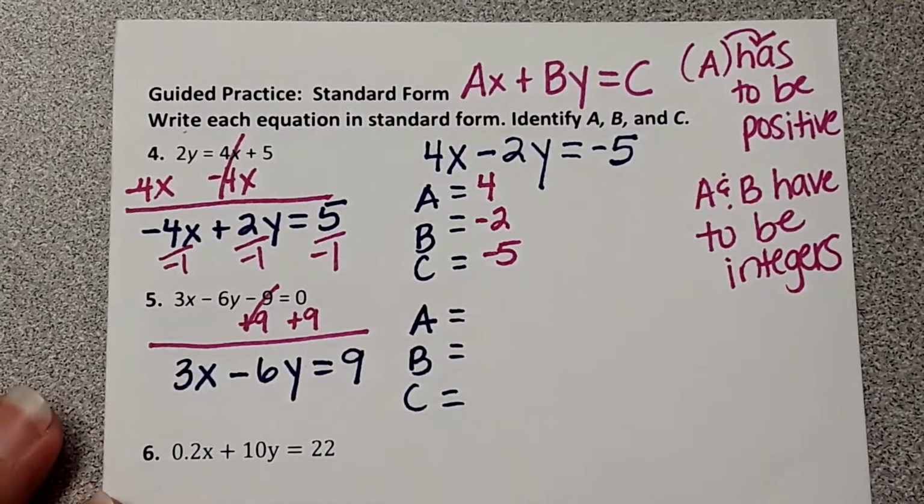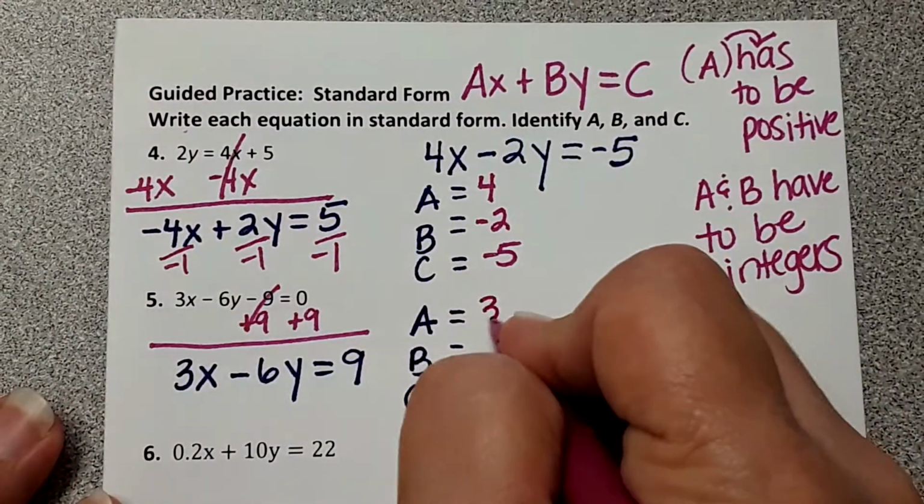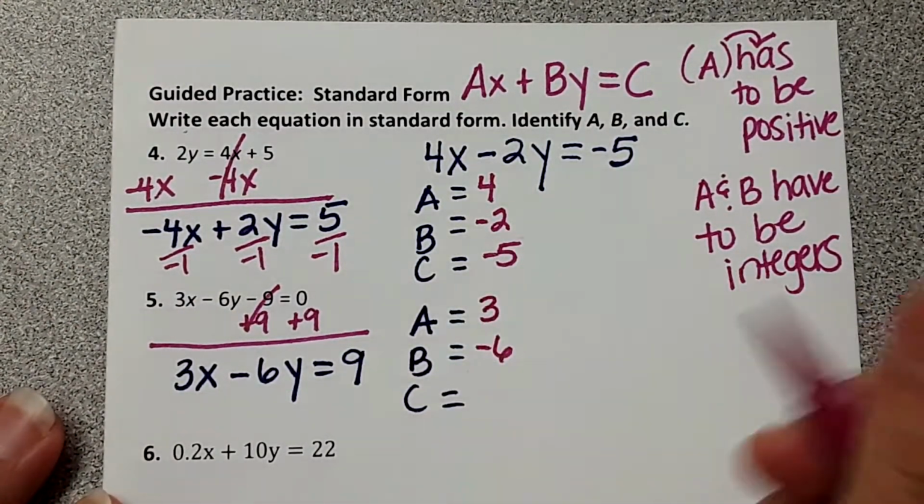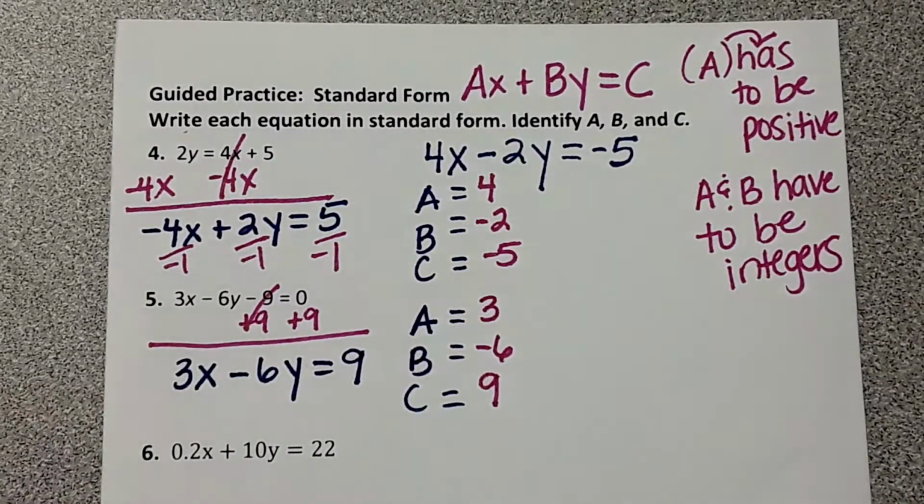So now we're just going to write what A is, what B is, what C is. What is A? What is B? And what is C? Okay.